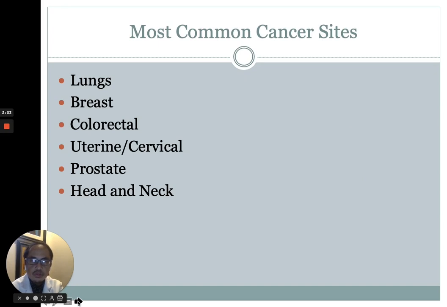So what are the most common cancer sites? Number one usually is the lungs, followed by the breast. And then we also have colorectal, uterine and cervical cancer, prostate cancer, and head and neck cancer. Of course, there are also other cancers, such as cancers of the blood, cancers of the bone, and cancers of the soft tissue or the muscle. So there are a lot of other cancer sites, but these are the most common ones.